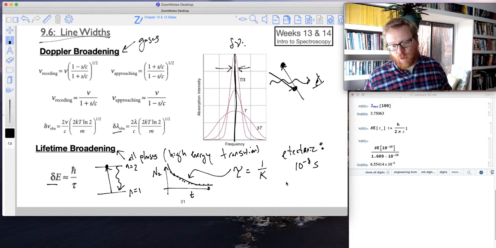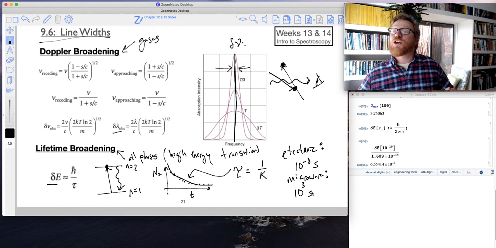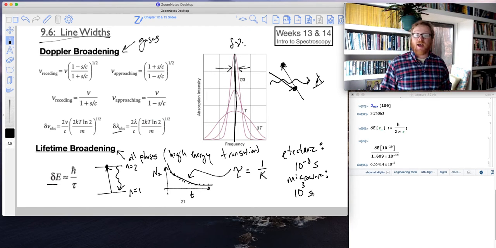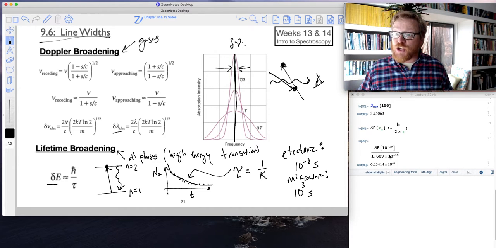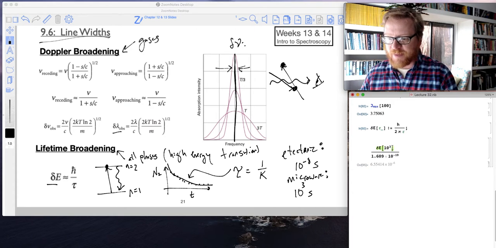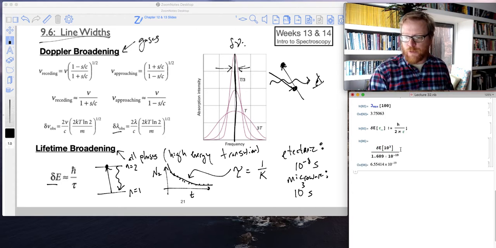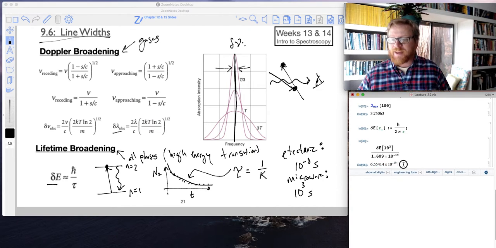Now, what about microwave rotationals? Lifetimes for microwave transitions are on the order of 10 to the 3 seconds. That is a humongous amount of time, like 20 minutes, you guys. Now if we put in 10 to the 3 and look at this, still in electron volts, we get a 10 to the minus 19 electron volt uncertainty.